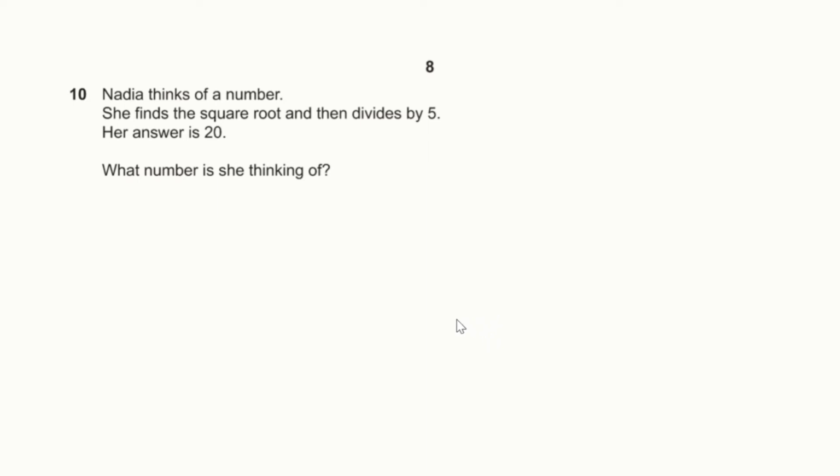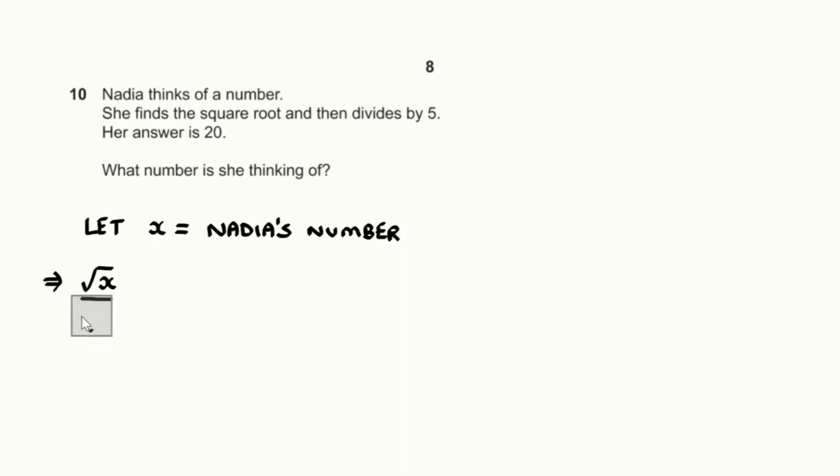Question number 10. Nadia thinks of a number. She finds the square root and then divides by 5. Her answer is 20. What number is she thinking of? Well, if we let x equal Nadia's number, what's happening is she square roots her number. So we've got square root x. We then divide by 5. And from this, we see that her answer is 20.